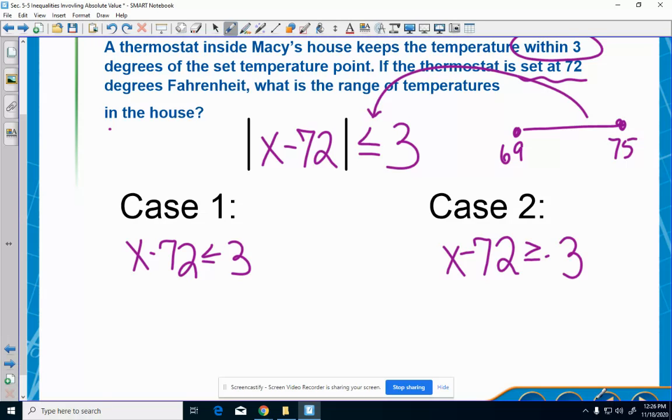Okay. There, if you add 72, you get greater than or equal to negative, or excuse me, to positive 69.